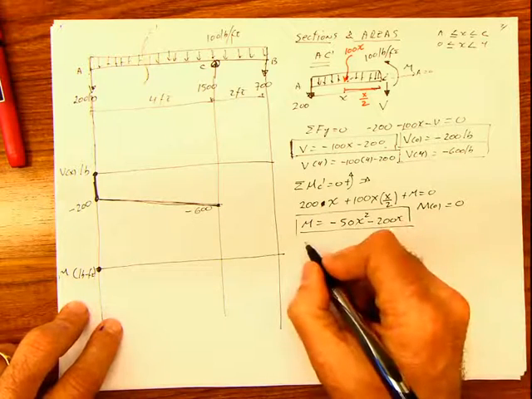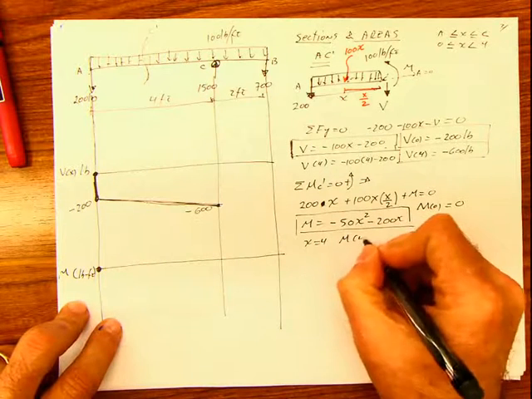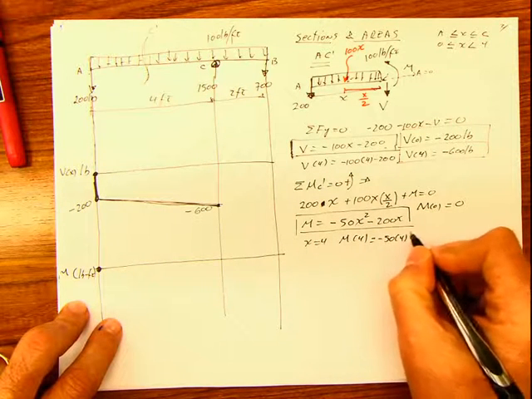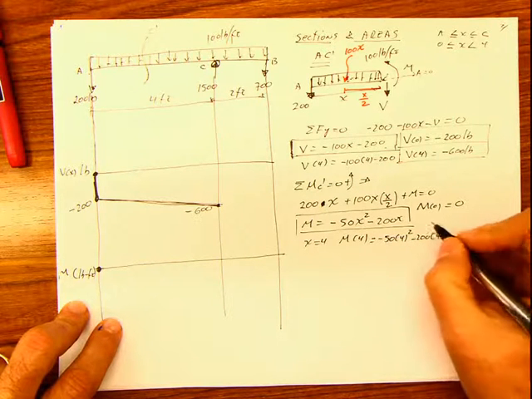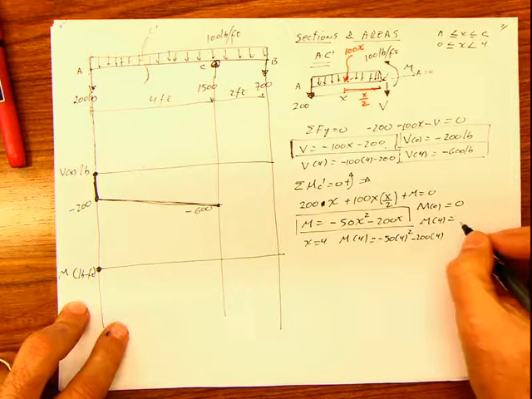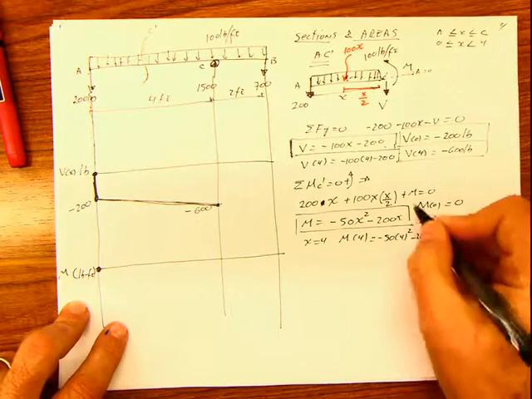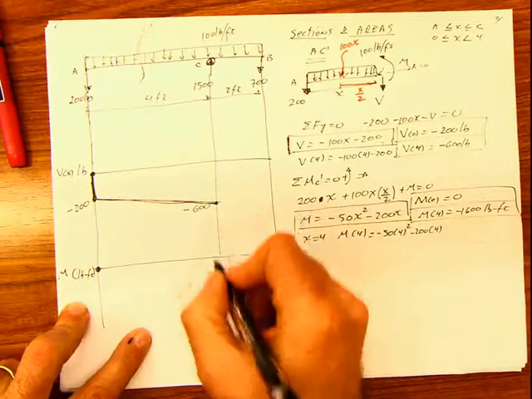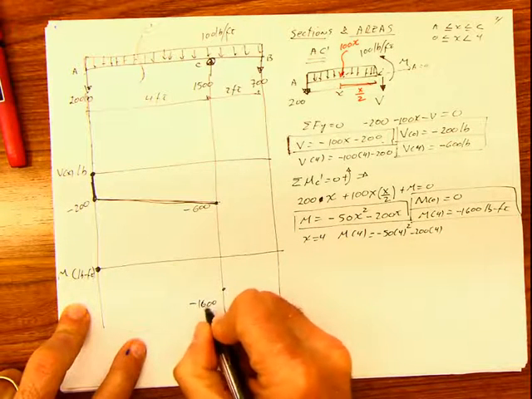And if you say for x equals 4, which is that distance, you can calculate M of 4, which is negative 50 times 4 squared, negative 200 times 4, and that gives you a moment for x equals 4 of negative 1600 pounds per foot. And those are the two values that we have. This value here is going to be negative 1600 pounds per foot.